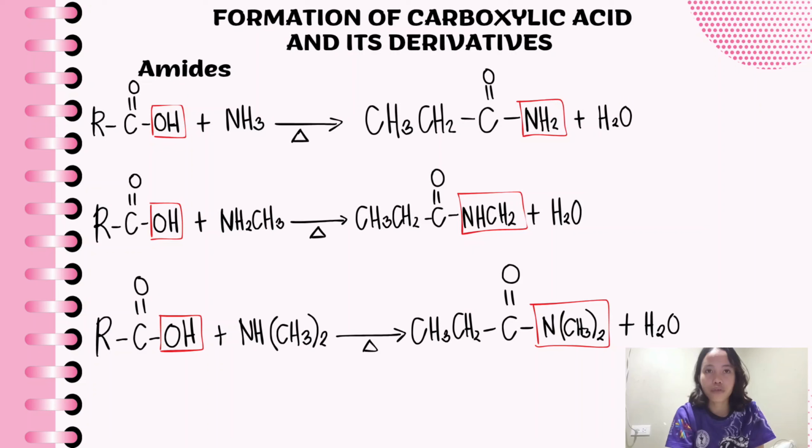Next is the reaction of carboxylic acid to form amides. The first one is the reaction of carboxylic acid with ammonia. It will form a primary amide, and the second one is carboxylic acid reacting with a primary amine, and it will form a secondary amide. The last one is carboxylic acid reacting with a secondary amine, and it will form a tertiary amide. The water is eliminated the same way, which is from the OH and one hydrogen from the amine.